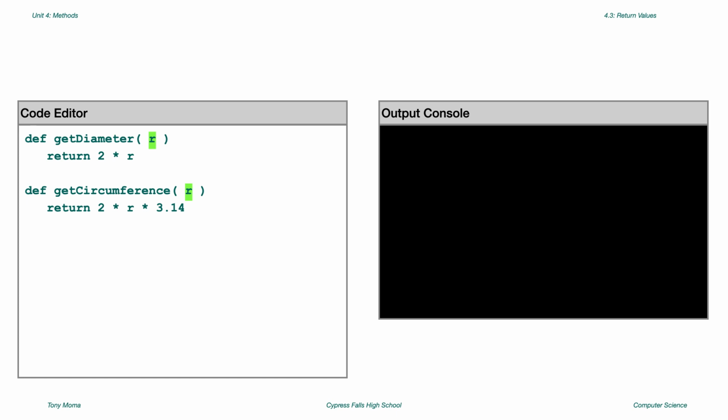It's kind of like two students with the same first name. They have the same first name, but they're not the same person. Similarly, in this case, we have two parameters with the same name, but they are not the same parameter. They are not the same variable.